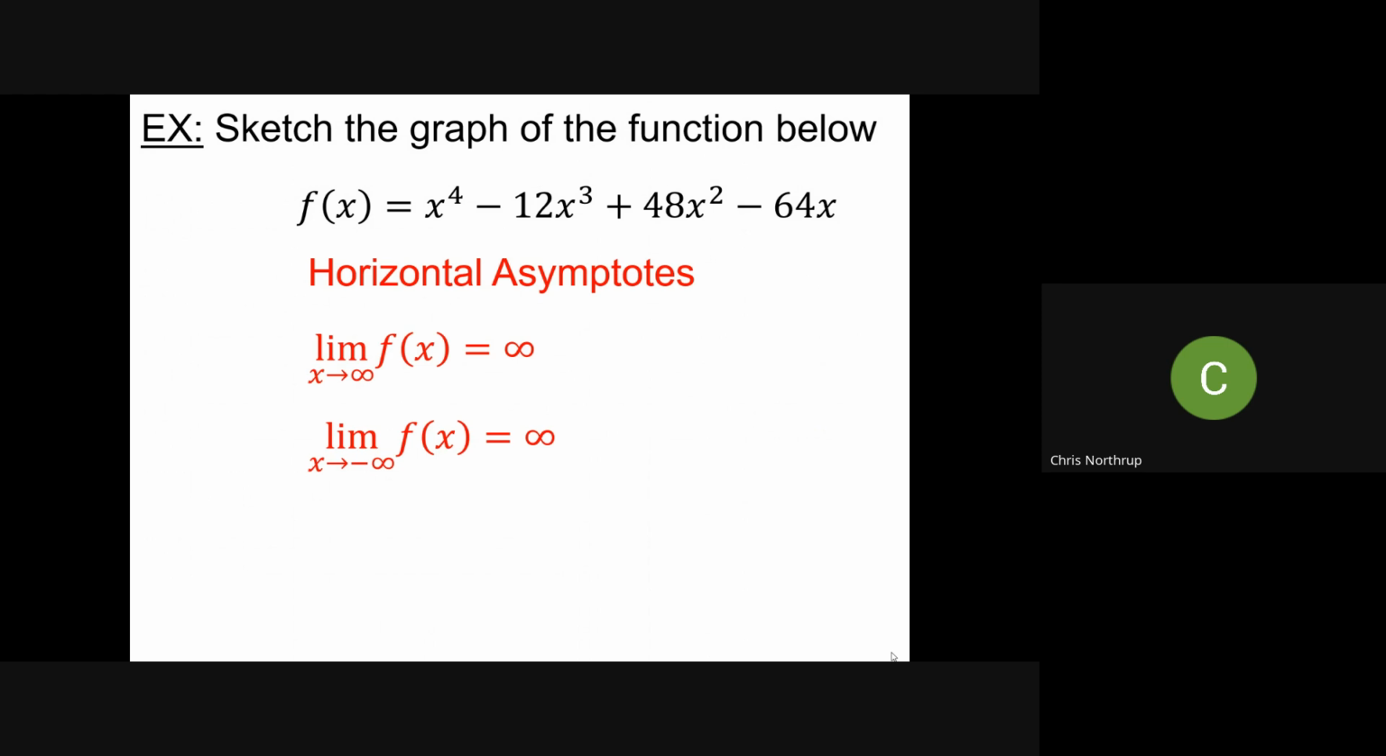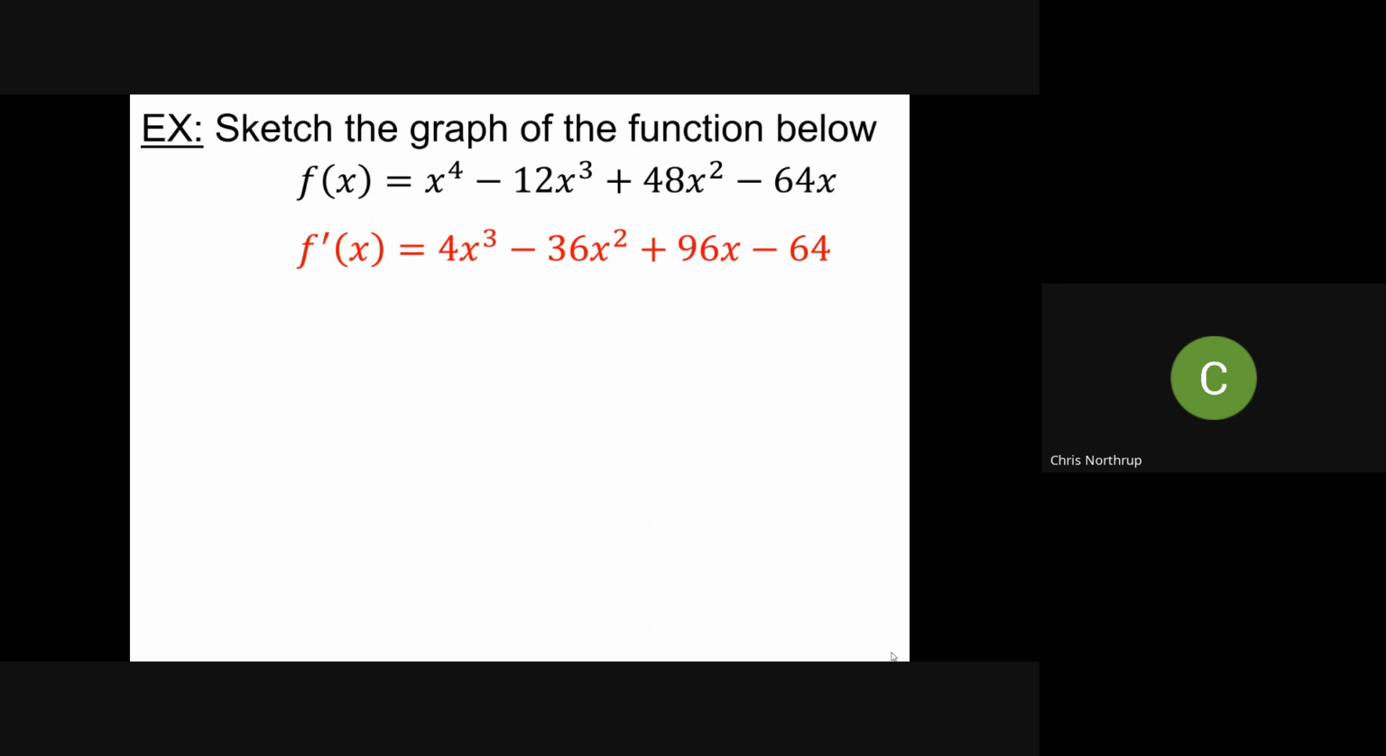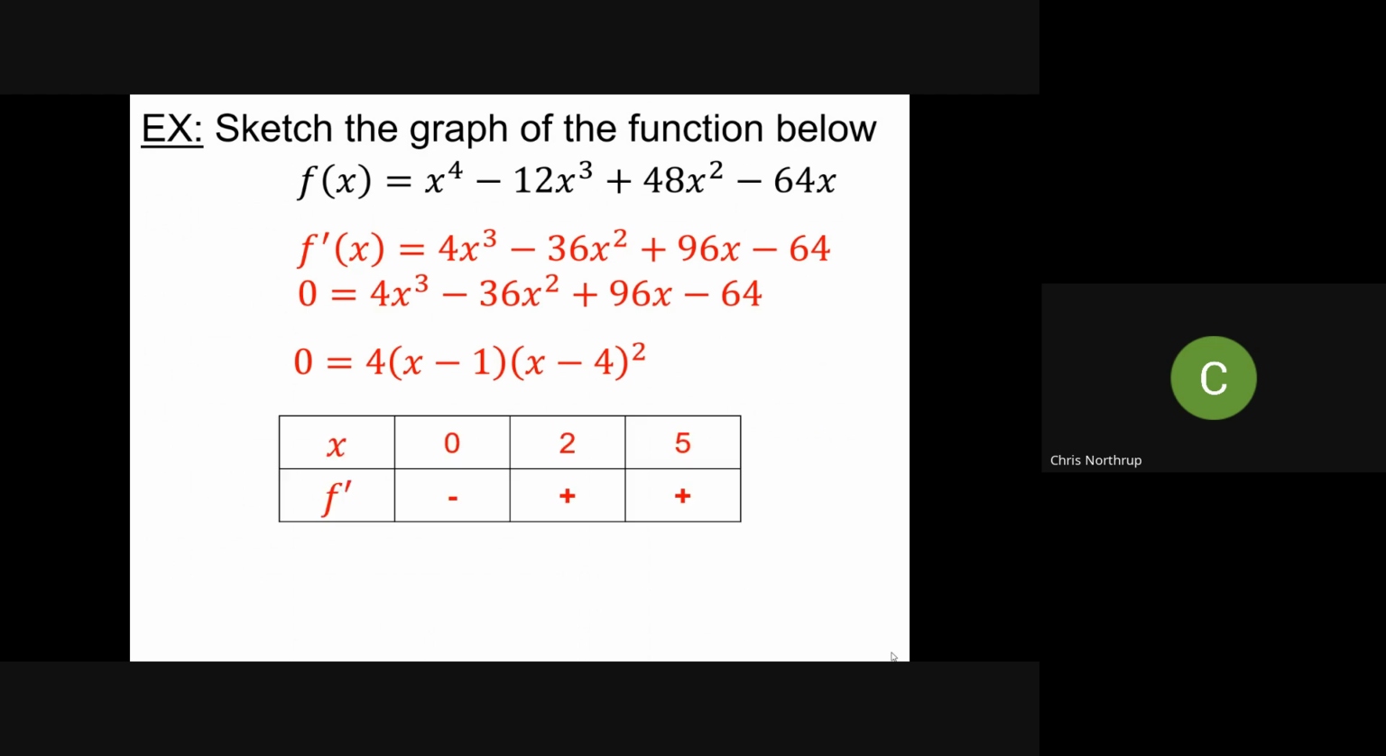Next, let's find any extrema. So find the derivative, set that derivative equal to 0. You might need to do some more review on synthetic division and factor by grouping. Looks like we get x equals 1 and x equals 4 are the two critical numbers. So those are the zeros of our derivative.